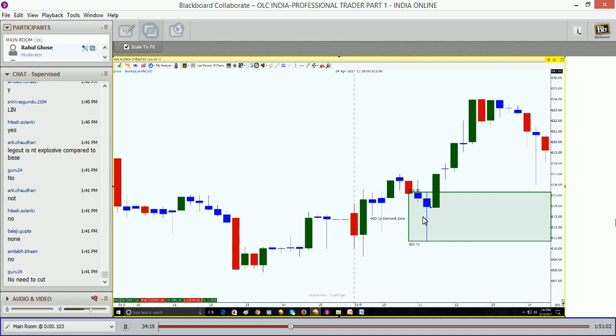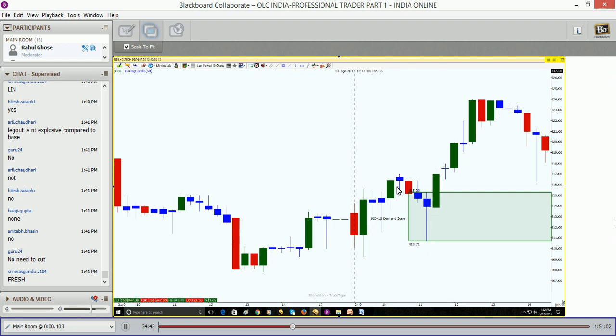Aarti, the base candle is not explosive. It is just an extended range candle. Explosive is when there is a big body. Here the body is small and only the range is big. And whenever the range is big, it is not an explosive candle. It's just an expanded range candle.